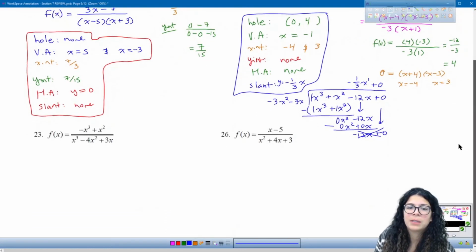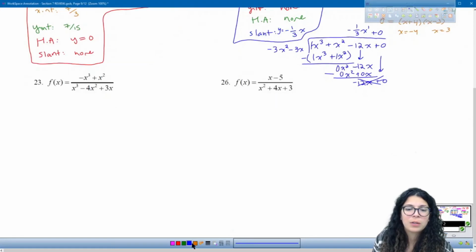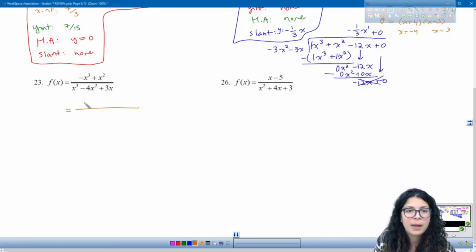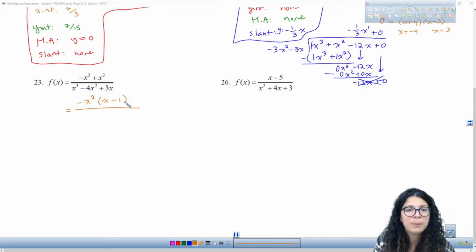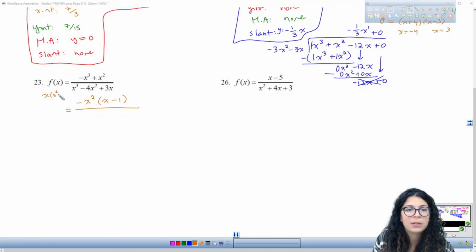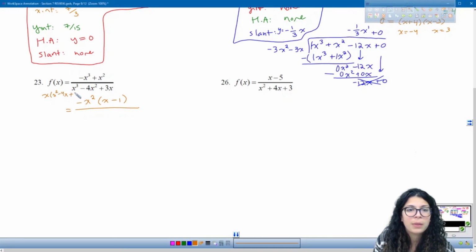All right, let's move on to number 23. So on 23, let's go ahead and do the same thing. We're going to go ahead and factor the top. We can factor out negative x squared, which leaves x minus 1. And on the bottom, we can factor out an x from everything, which gives us x squared minus 4x plus 3, and then multiplies to 3, adds to negative 4, would be negative 3 times negative 1, negative 3 plus negative 1. So the bottom factors like this.